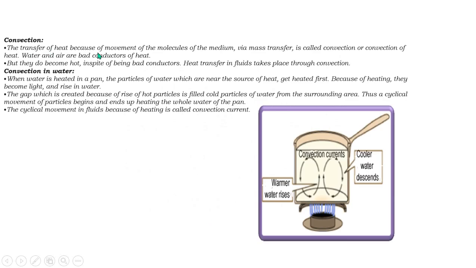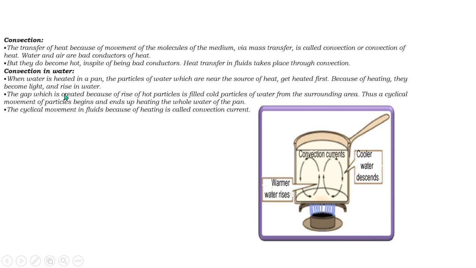Convection. The transfer of heat because of movement of the molecules of the medium via mass transfer is called convection of heat. Water and air are bad conductors of heat. But they do become hot. In spite of being bad conductors, heat transfer in fluids takes place through convection. Though they are bad conductors of heat, they will get hot, and this transfer in fluids is called convection.